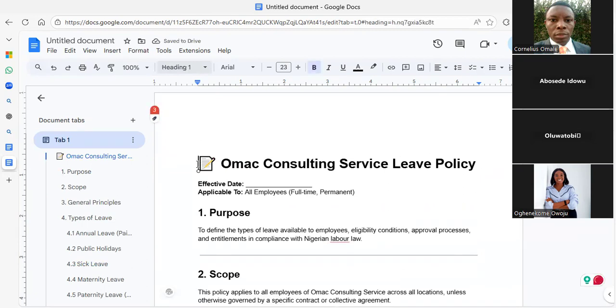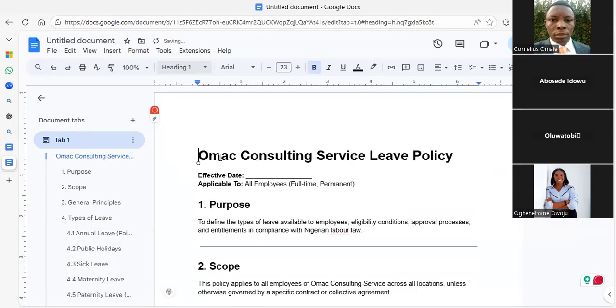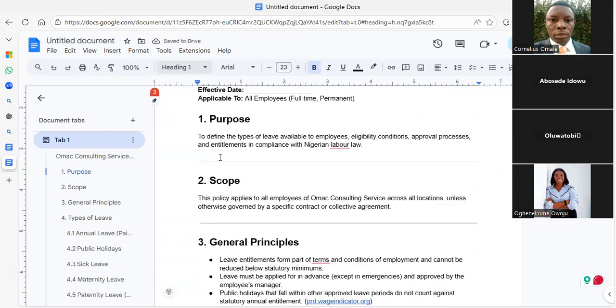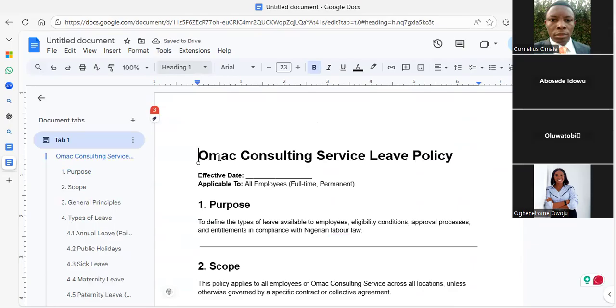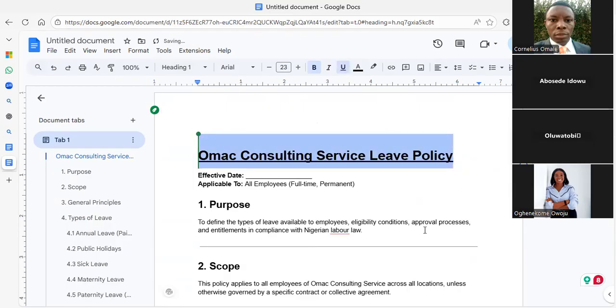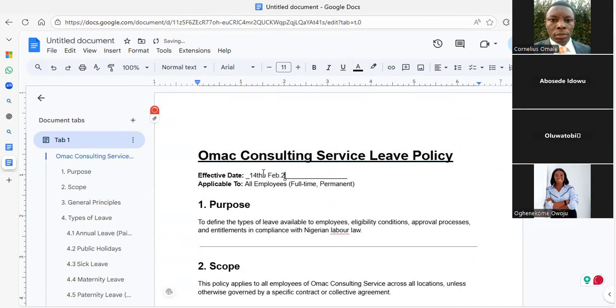So there is also what we call style of writing. Take this thing off. Each company has a style of writing. So like this now, some company will underline it. You underline it. Underline this. Then the next thing, effective date, you have to put it. Maybe today is 14th February 2026. Put it, clean this, make your work neat.